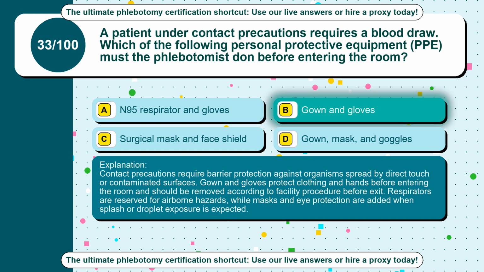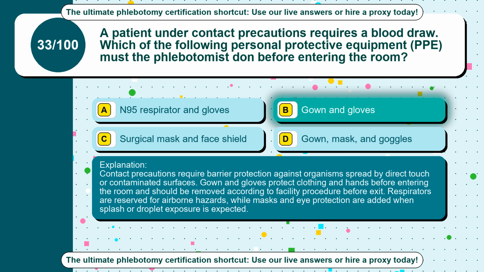Contact precautions require barrier protection against organisms spread by direct touch or contaminated surfaces. Gown and gloves protect clothing and hands before entering the room and should be removed according to facility procedure before exit. Respirators are reserved for airborne hazards, while masks and eye protection are added when splash or droplet exposure is expected.